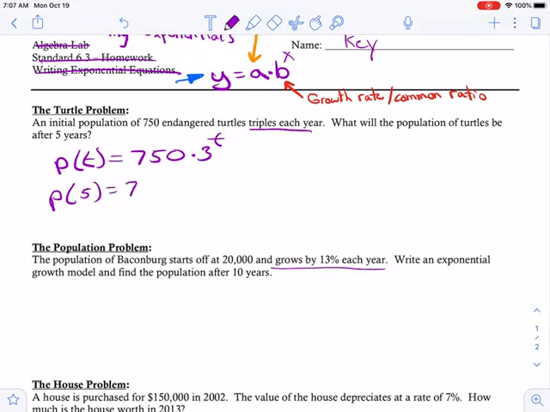This is pretty much how clean I'd want it to look, where you've chosen a function with appropriate variables here. It makes things just a little bit clearer, and then I'm going to plug 5 into there. So 750 times 3 to the 5th power, we end up with 182,250 turtles. So lots of turtles coming into play, and if we're tripling year after year, that's probably to be expected. So we have this many turtles after 5 years.